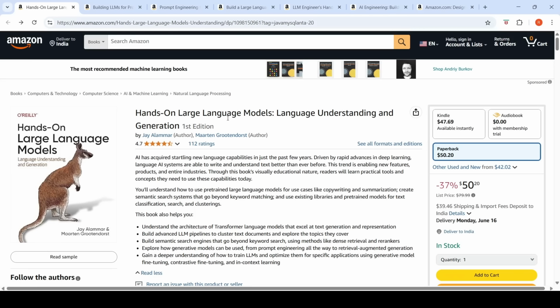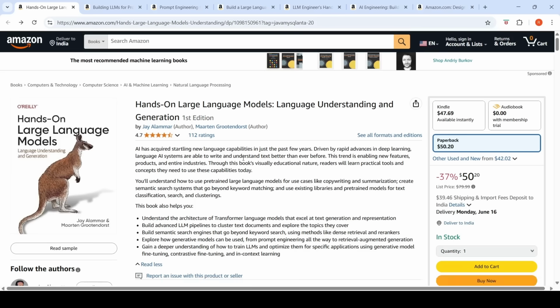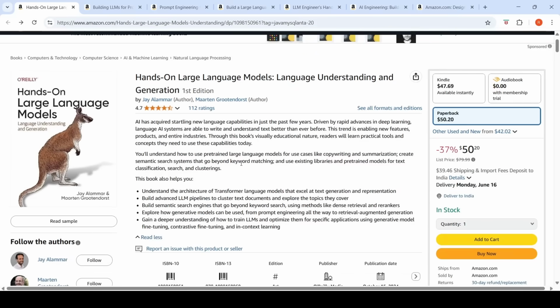One of my favorites is Hands-on Large Language Models, Language Understanding and Generation by J. Alammar and Maarten Grootendorst. This particular book will help you understand the architecture of transformer language models, build advanced LLM pipelines, build semantic search engines, explore how generative models can be used from prompt engineering all the way to retrieval augmented generation, right? Get a deeper understanding of how to train LLMs.